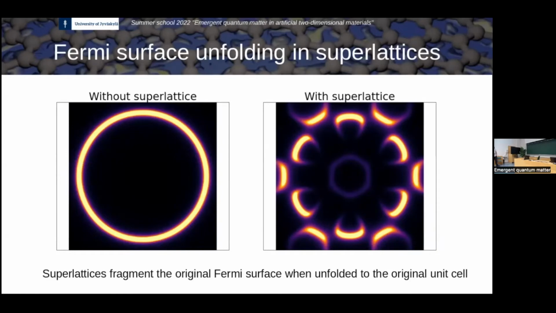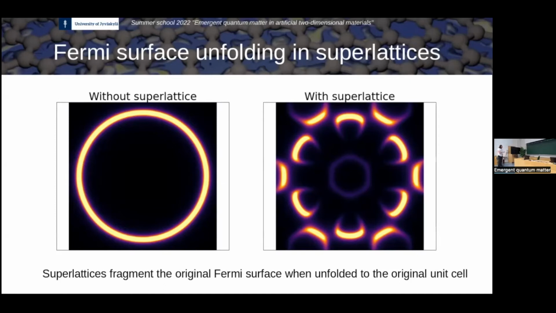Now, if you take the Fermi surface in the presence of the moire that had the anti-crossings, and you fold it back to the original unit cell, what you actually see is that your Fermi surface got shattered also. Once again, this is the very same phenomenology that you observe in the bands. If your bands get shattered once you project back to the original unit cell, also the Fermi surface is going to get shattered once you project back to the original unit cell.